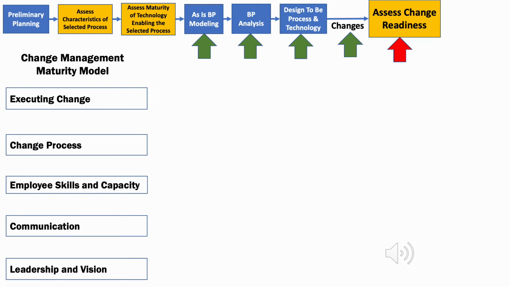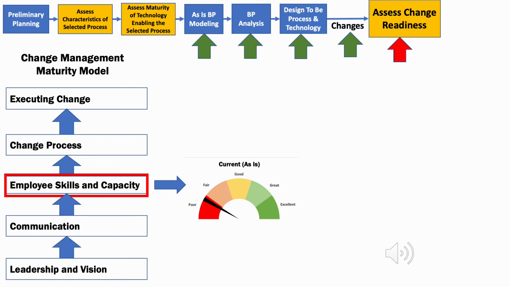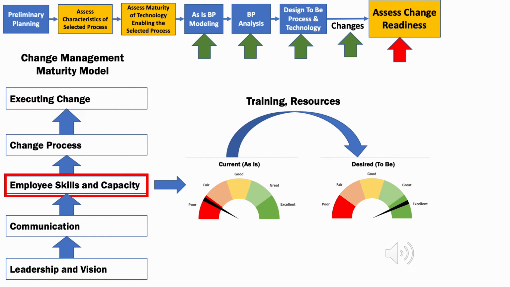Similarly to technology, the lower levels support the upper layers. For example, leadership and vision and communication are foundational and have great impact on the upper layers. When a weakness is identified in one of the areas, for example, employee skills and capacity, mitigation strategies need to be put in place, in this case, to provide training and/or allocate adequate resources.